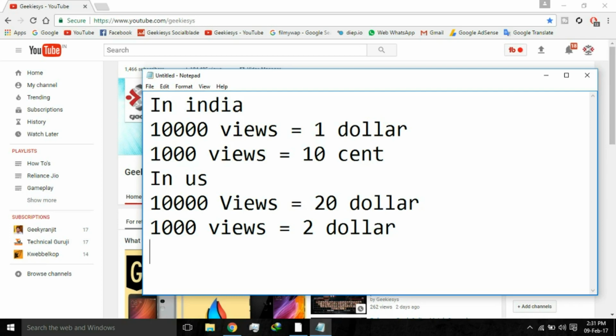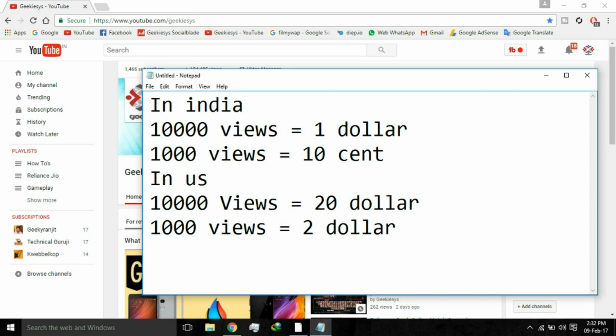And in the US, all the companies spend a lot on their ads because they want to recognize their ads. And the US is a developed country and India is a developing country. That's why in India 1,000 views is equal to 10 cents and 10,000 views is equal to $1. But in the US, 10,000 views is equal to $20.